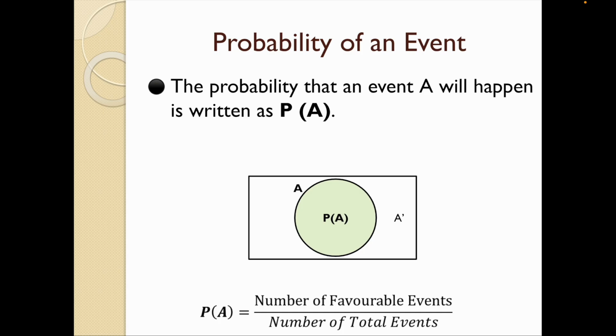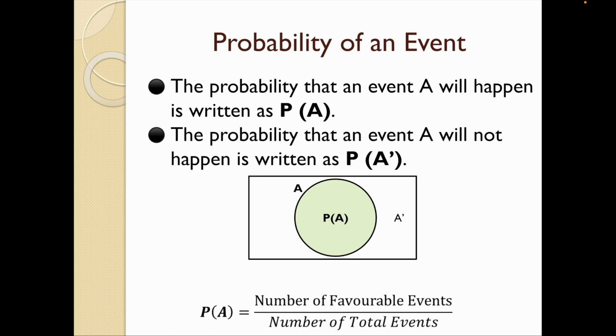In a bit, we're going to go through some examples of how we would work out probability, so we can get a rough idea of how probability works. The probability that an event A will not happen is written as that. This one is just for extra knowledge.